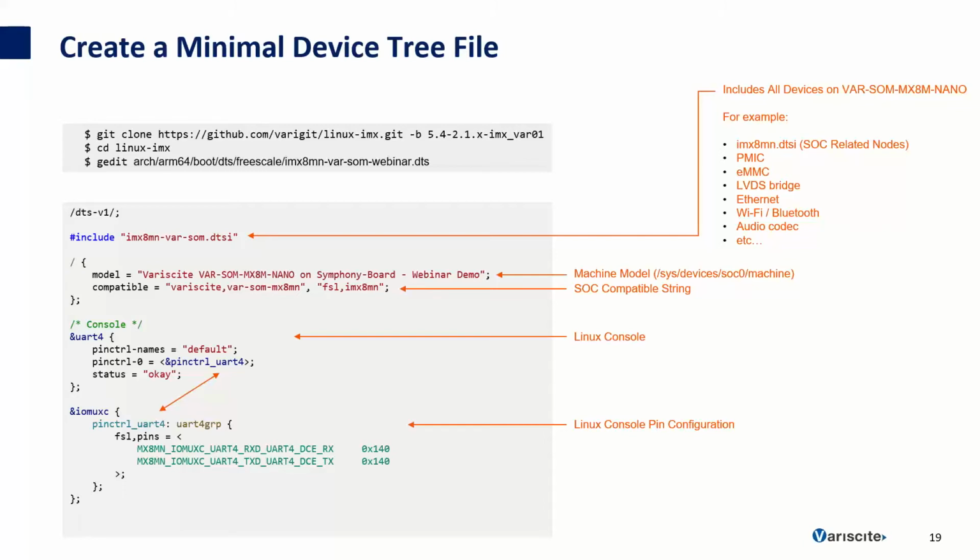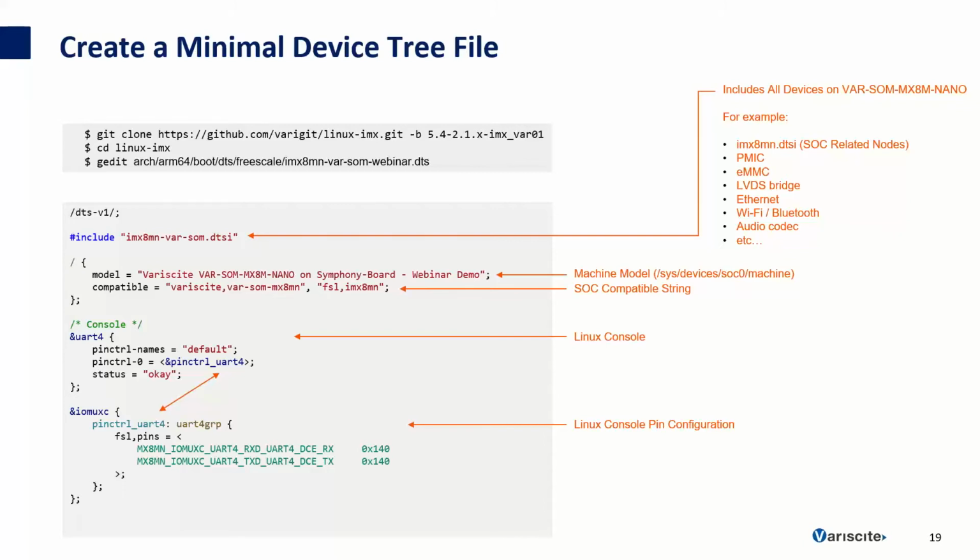So at the top here, we can see our minimal device tree file includes the SOM level device tree file from Variscite called IOMUX var som.dtsi. And this includes all of the SoC specific device nodes from NXP, and also has all of the nodes necessary for the devices in the SOM, such as the PMIC, the IOMUXC, the LVDS bridge, etc.